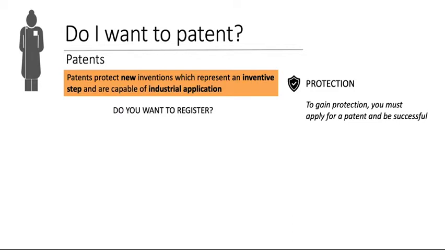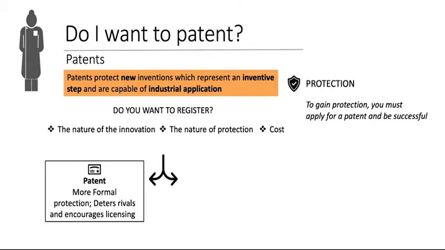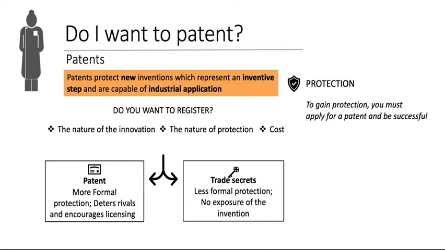But do you want to register? Does Marie want to register anything as a patent? She has to take into account the nature of the innovation, the nature of protection, and the cost associated, because sometimes you have to decide whether to patent it or just keep it a secret, because it really depends. There's costs. If the invention is too exposed to employees or to third parties, maybe you want to patent it and get formal protection. But if it is not, maybe just keep it a secret.